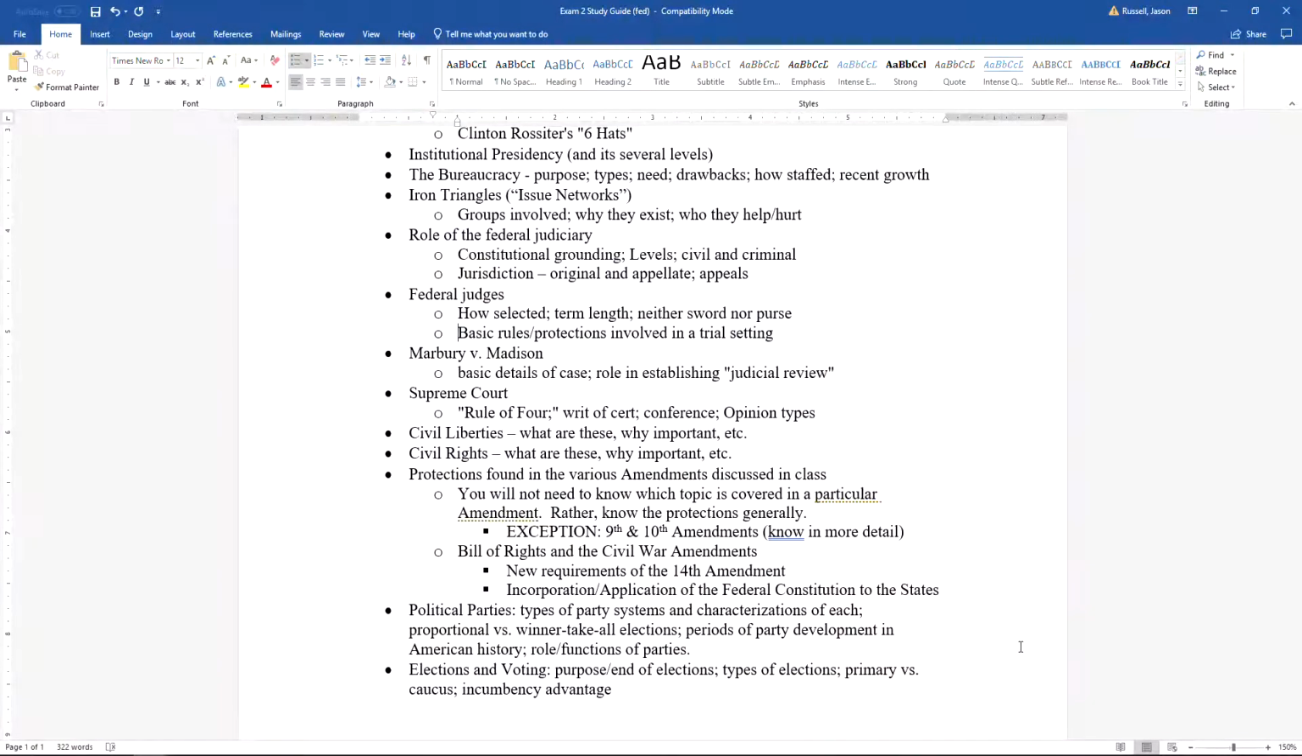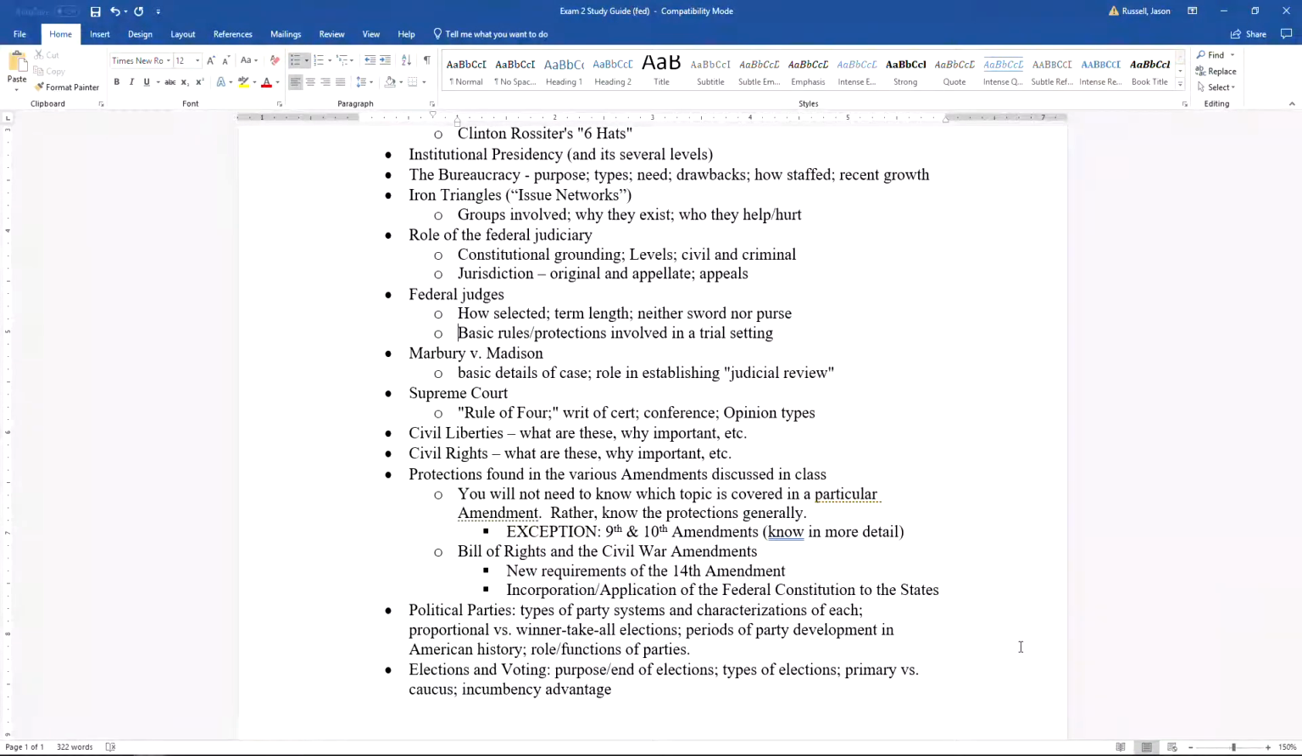The only court case you'll need to know in detail is going to be Marbury v. Madison. So be sure to know what those details are, the outcome of that case and how it worked to create judicial review.